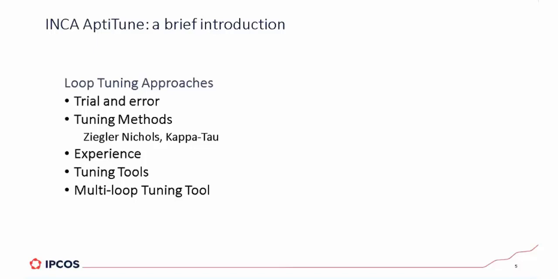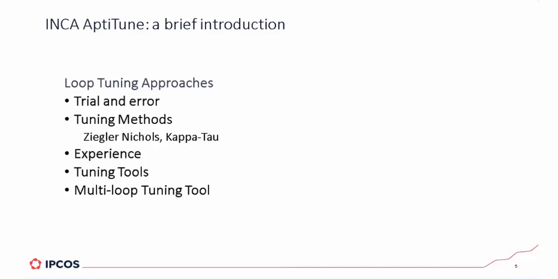But things start to get a bit laborious if you want to trade, say, overshoot against tracking behavior or speed of response. And that's where tuning tools can be useful. They allow you to make explicit what kind of balance you want to strike, and then these tuning tools give you the loop parameters that are corresponding to that balance that you have specified.